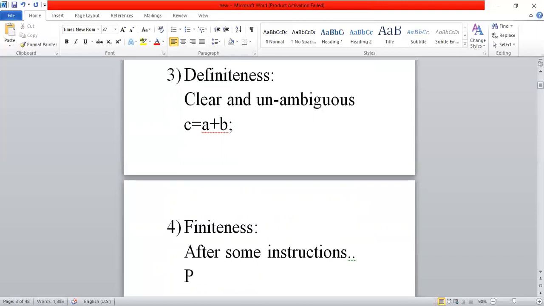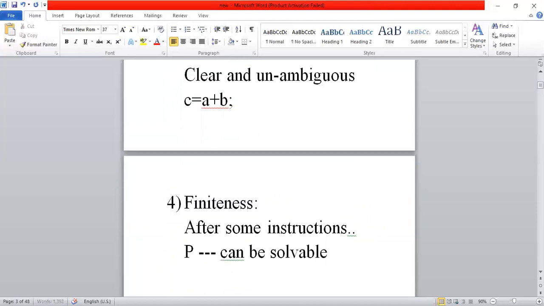When is this finiteness possible? Suppose you take a problem P. If problem P is solvable, solvable problems always require a finite number of steps. Solvable means we can get the result from it. So all solvable problems require a finite number of instructions.